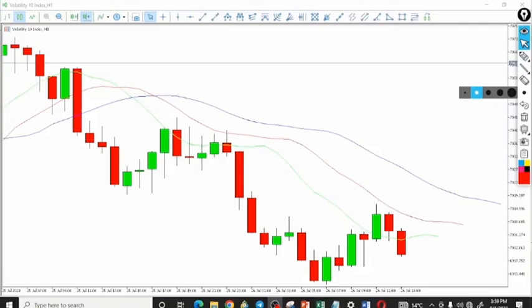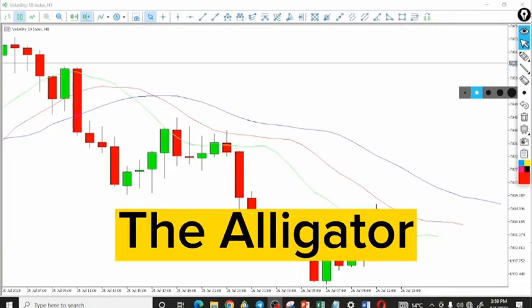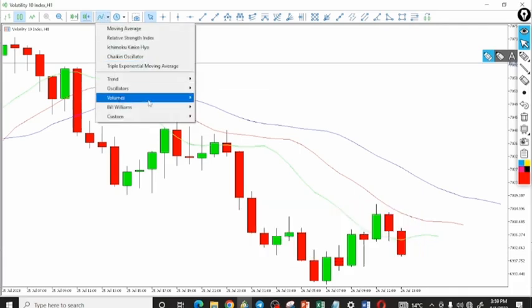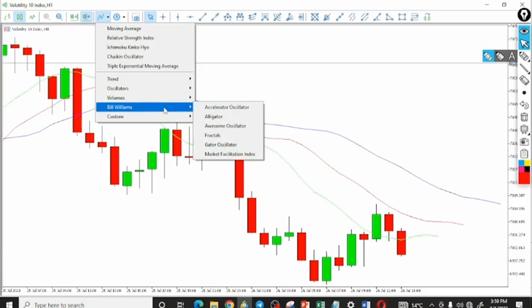In this lesson, I'm going to show you another indicator that you probably didn't know about, which is called the alligator. So if you open your MetaTrader and go to indicators, go to Bill Williams. These are indicators that were created by Bill Williams, one of the most famous indicator creators, right? He created a lot of indicators, and one of those indicators is called the alligator.